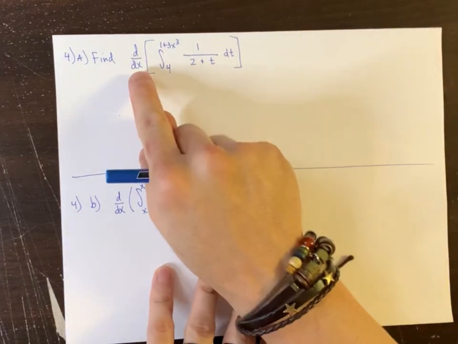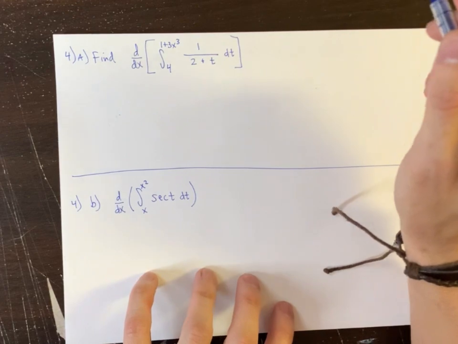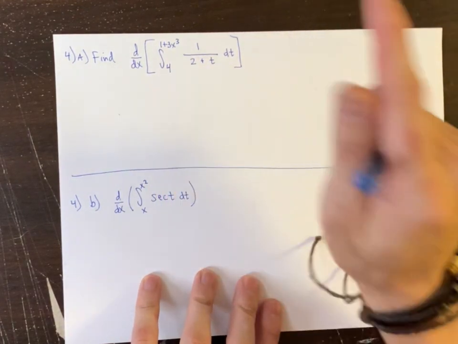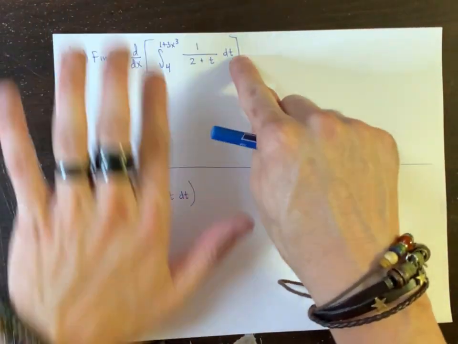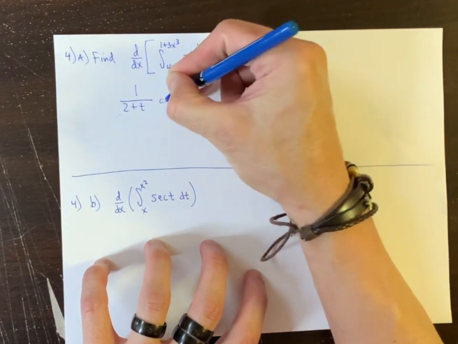Now here, we're gonna take the derivative of an integral. They're like inverse operations. So what's gonna happen is the derivative notation is gonna knock out the integral symbol. So here's all that would be left. You'd essentially just be left with the integrand with the dt. So we're gonna be left with 1 over 2 plus t dt.